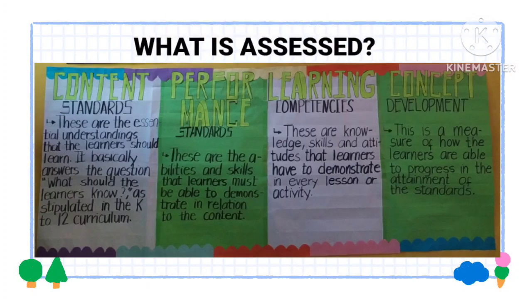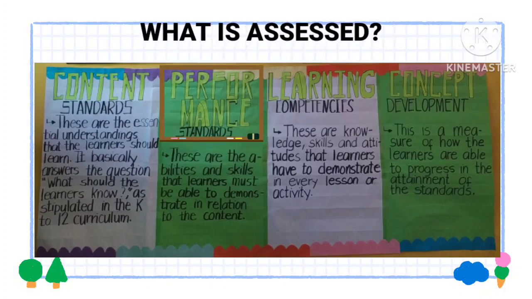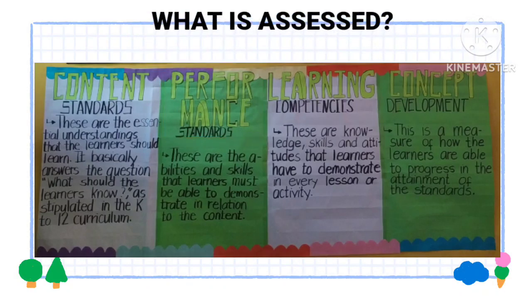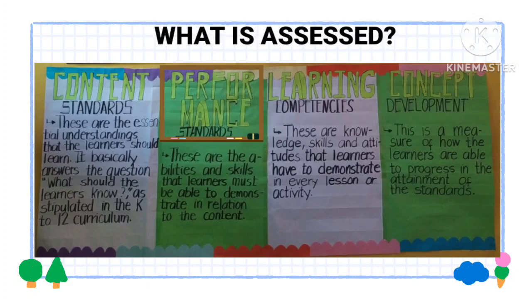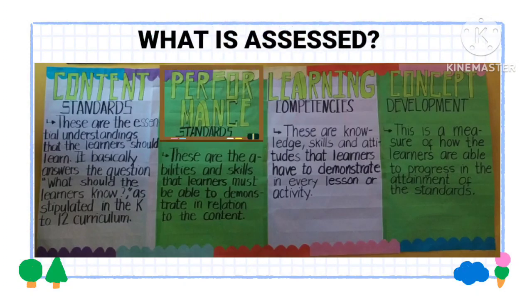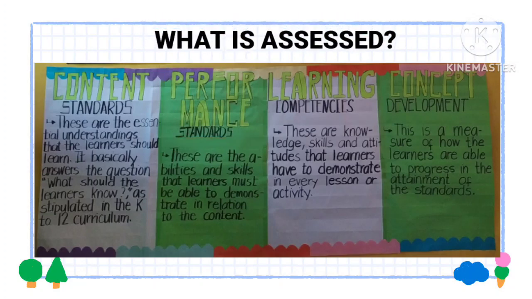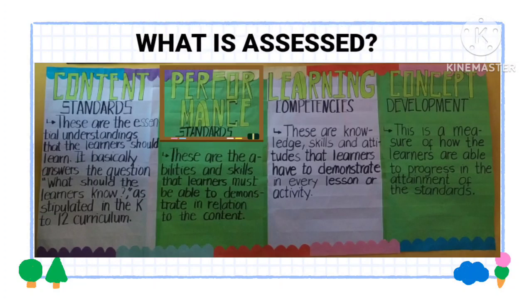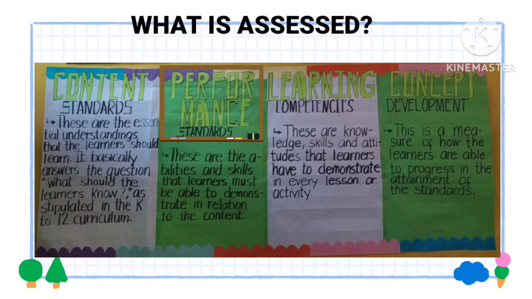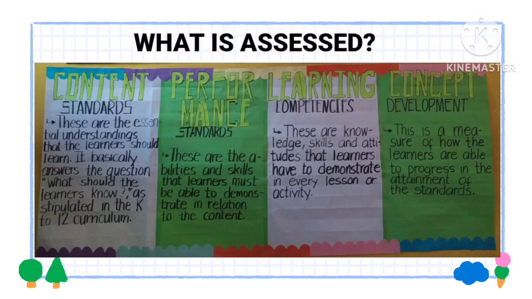The next is the performance standard. These are the abilities and skills that learners must be able to demonstrate in relation to the content. Okay, here in performance standard, it defines the level of work that demonstrates achievement of the standard. It provides clear expectations for instruction, assessment, and student work. It helps teachers assess the extent to which the students have acquired the knowledge and applied the skills learned.